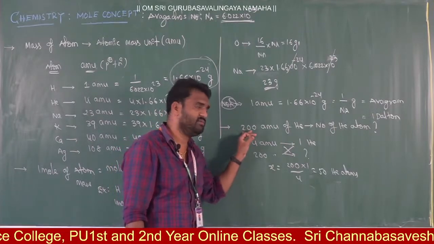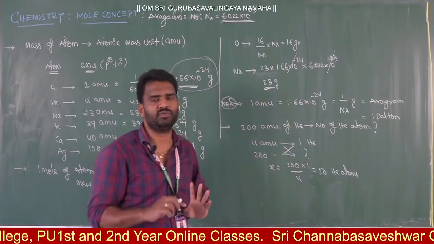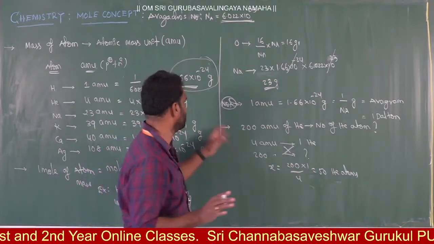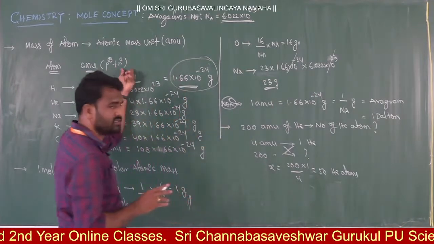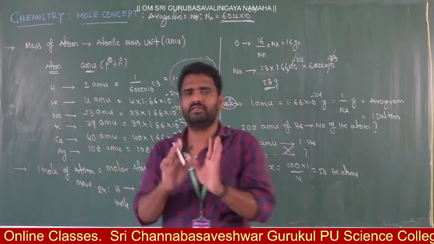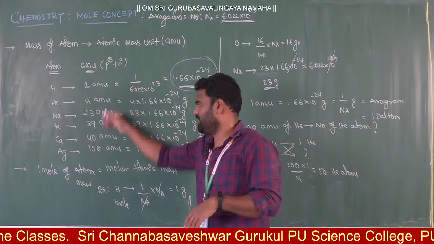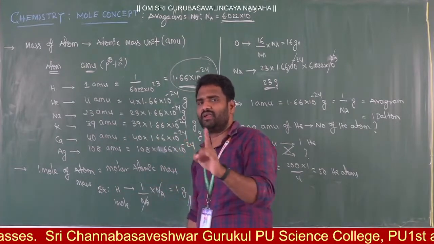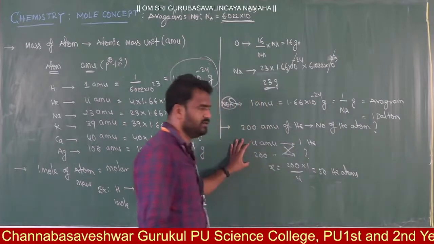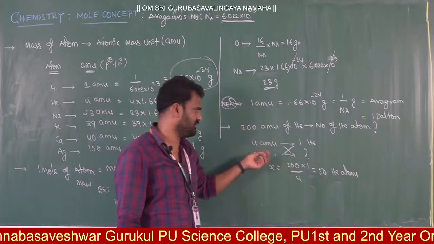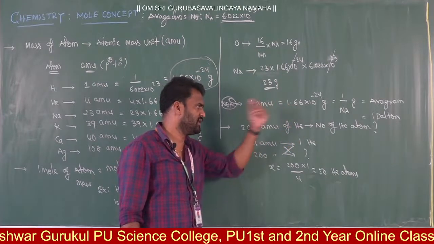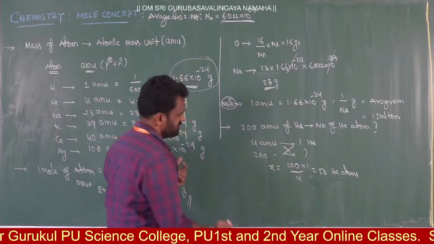So whenever AMU is given, it must be a whole number ratio. It must be some integer, not fractional. Why? Because the number of protons plus the number of neutrons will always be some whole number. The sum of these particles will be a whole number only. So whenever you are taking AMU, you should not get a fraction. This is what you need to remember here. This is one question you can think about and solve: in 200 AMU of helium, how many helium atoms are there?